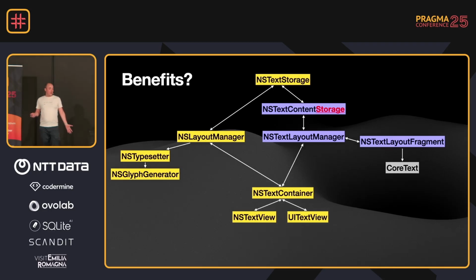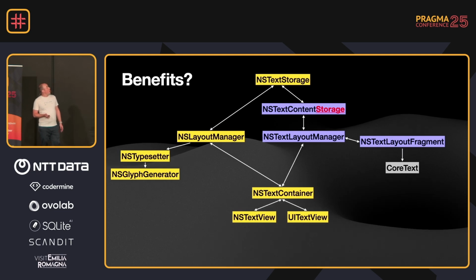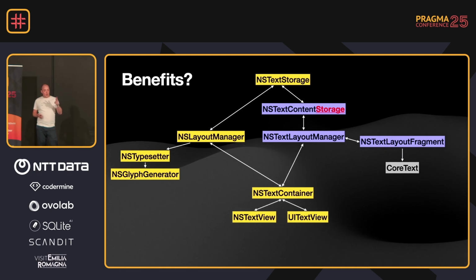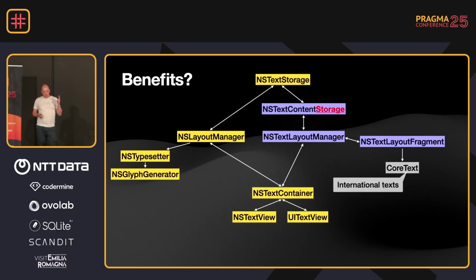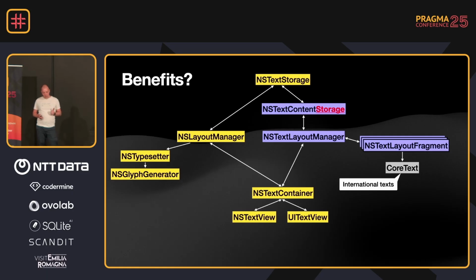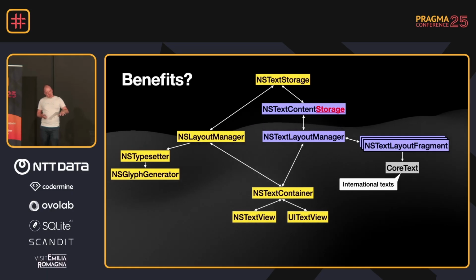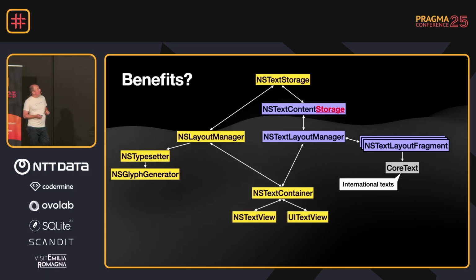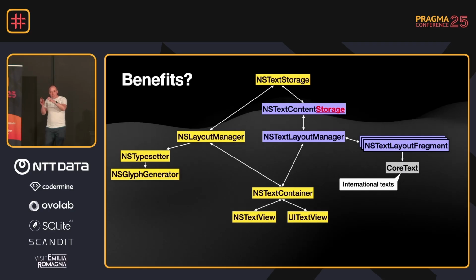So what are the benefits? Why would we just keep everything and then just swap out the parts? Well, if you look at the WWDC session on this, they say three things mainly. One is better international text support. We'll get to that in a second. And actually, in the old system, you have one layout manager, one typesetter, one glyph generator. And in the new system, you have many text layout fragments. So it's more chunked, put into pieces.